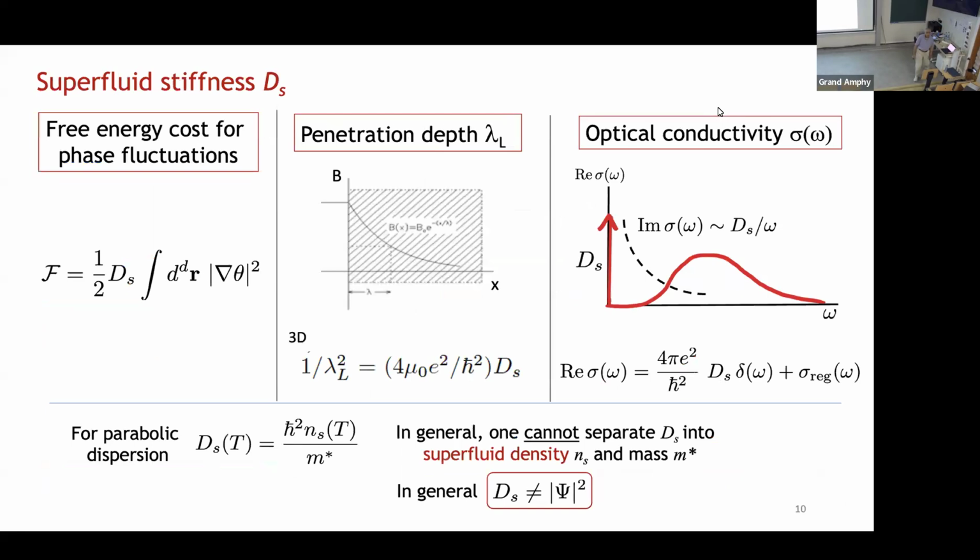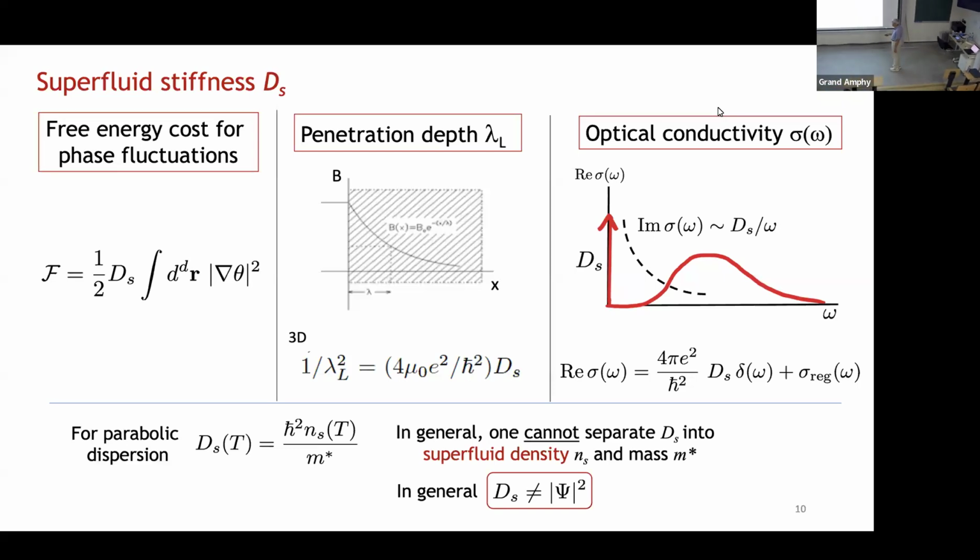So again, I don't need to go over the slide because I had it last time. So for BCS as a case, this is what stiffness is. For an experimentalist, the stiffness is something you can measure either using penetration depth, in 2D there'll be a Pearl length. You put the thickness of the film above it and get that. And another experiment that you can do is to measure the optical conductivity, particularly the imaginary part.